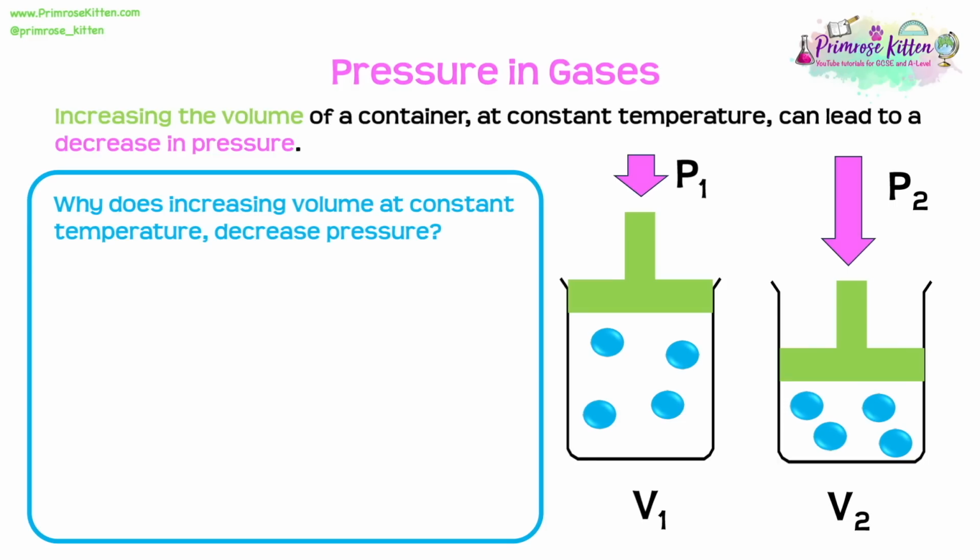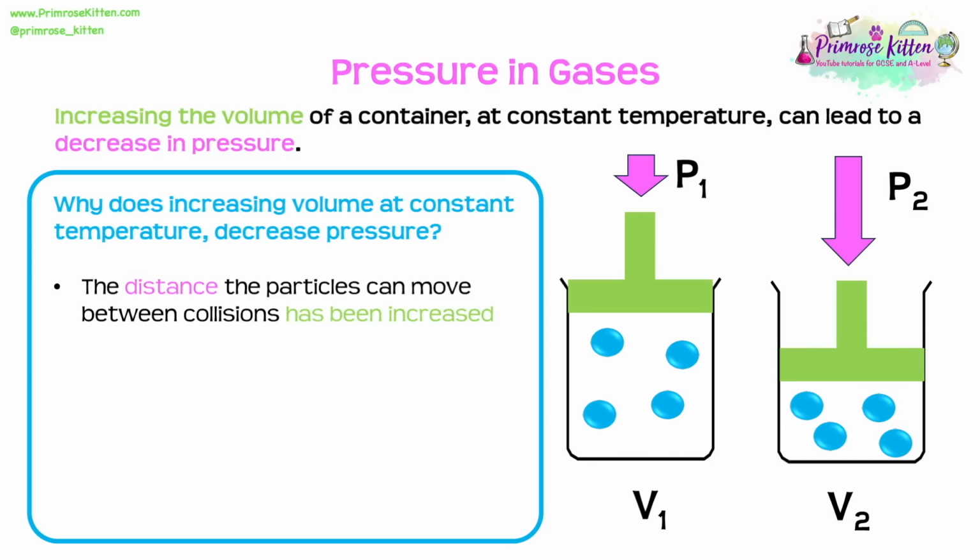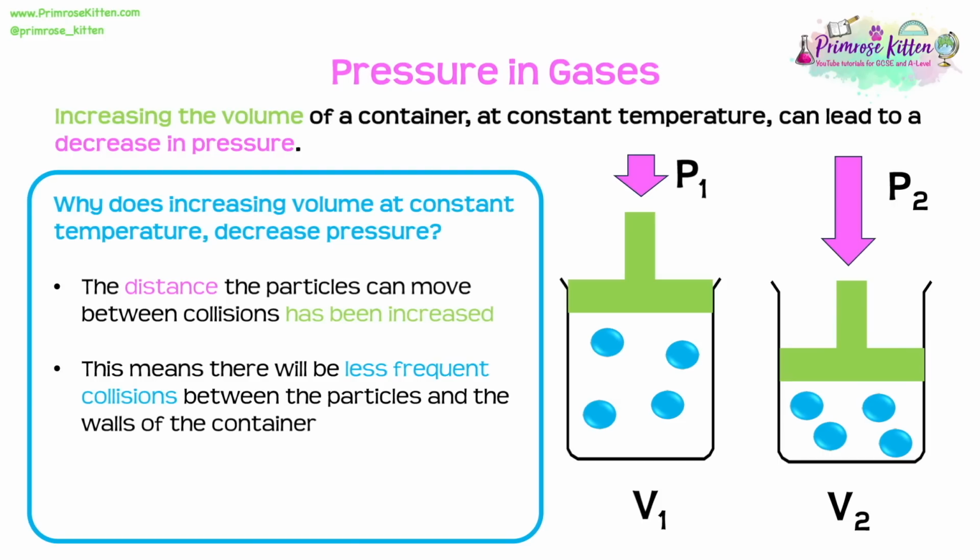Let's have a look at our diagrams to help us out here. We can see that when we have the bigger volume, so V1, the distance that the particles can move between the collisions has been increased because there's more space for them to move around. This will mean that there are less frequent collisions between the particles and the walls of the container. So this means there will be a smaller total force and therefore a smaller pressure.